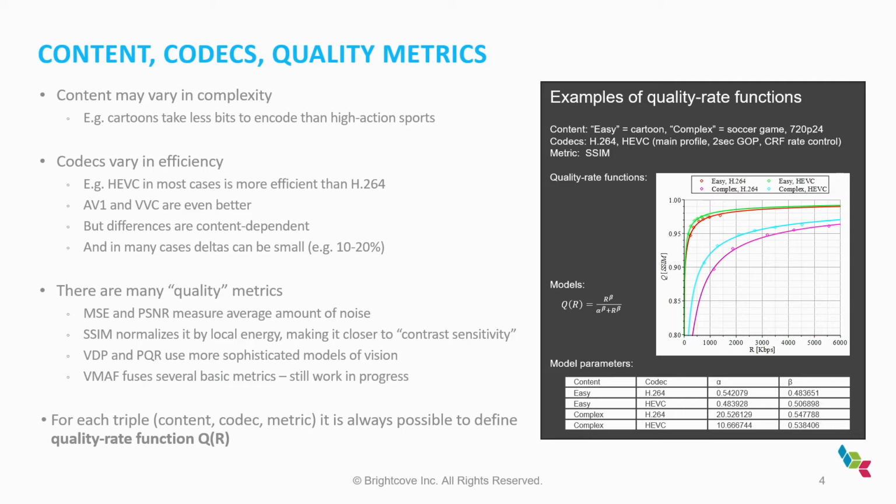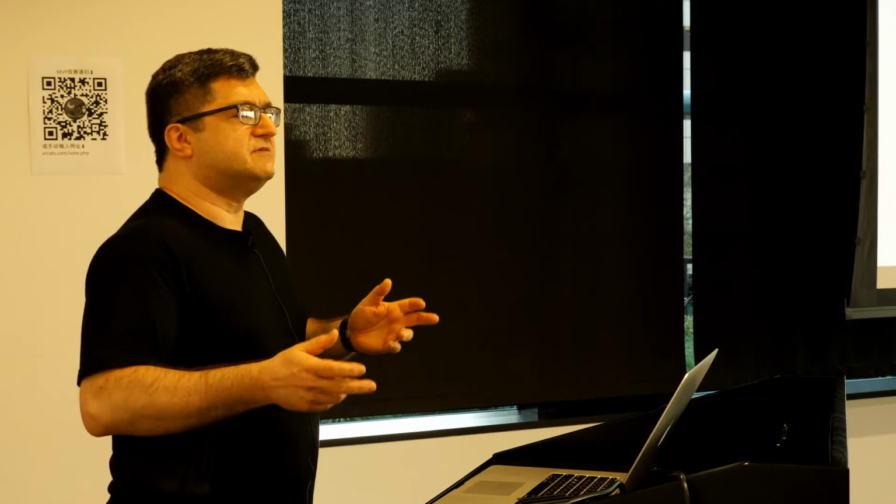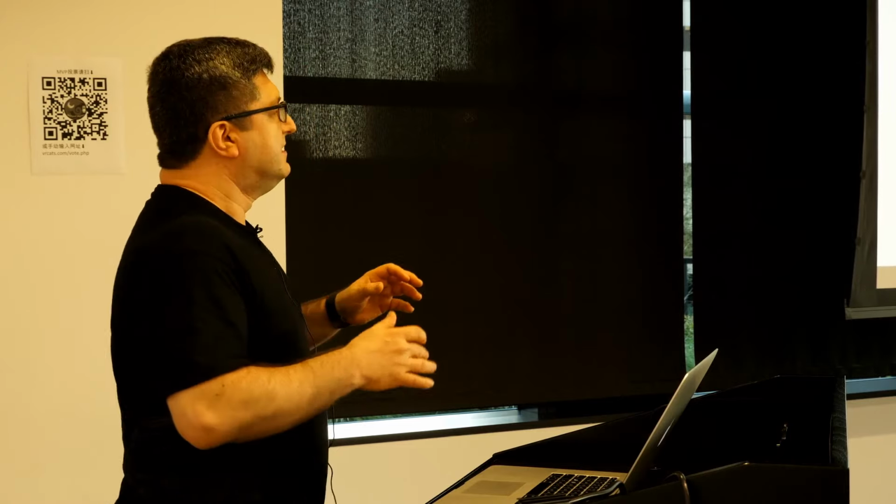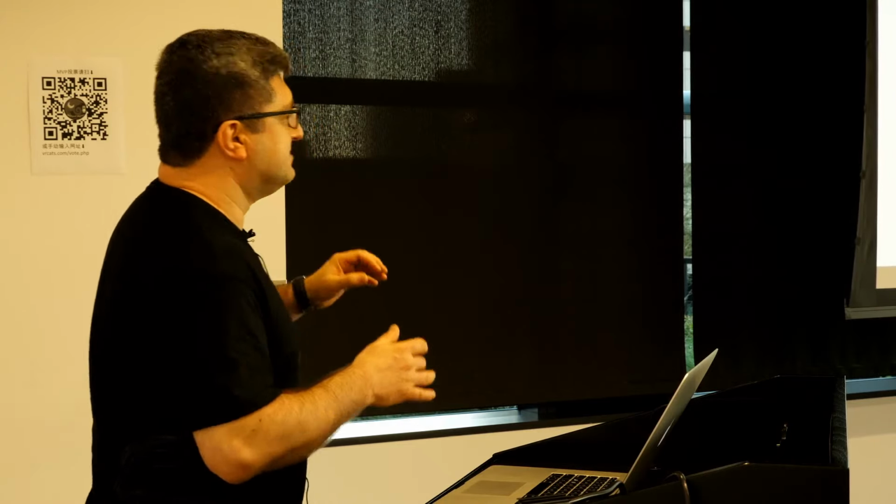VDP, visual difference predictor, and PQR, which is a Tektronix metric based on the old Lubin model. Those are kind of more advanced metrics, but you need to either invest time in developing them or pay a lot to Tektronix to use them. And then, of course, there is VMAF, which fuses several basic metrics, but it's still work in progress to the best of our understanding. It works in many cases. It actually fails in some others. For example, if you have clean input and you're comparing against your output, the results are more or less okay. If your input is bad, VMAF could be arbitrary, misleading in terms of what it tells you about quality.